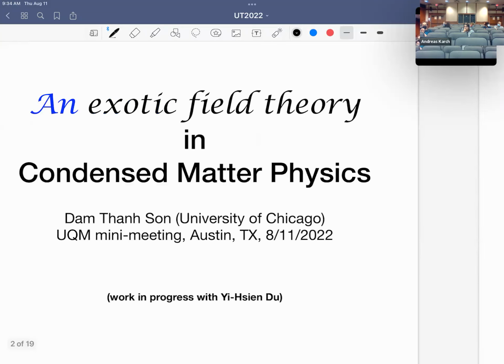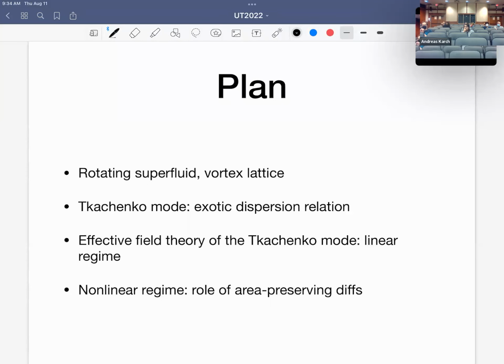Okay, so the plan of my talk is to first introduce the setup, which is a rotating superfluid. Here I'm going to do mostly a two-dimensional superfluid. So we are going to consider a two-dimensional superfluid that is rotating. When a superfluid rotates, we have a vortex lattice, and the oscillation of that lattice is called the Kelvin mode that we are going to try to understand.